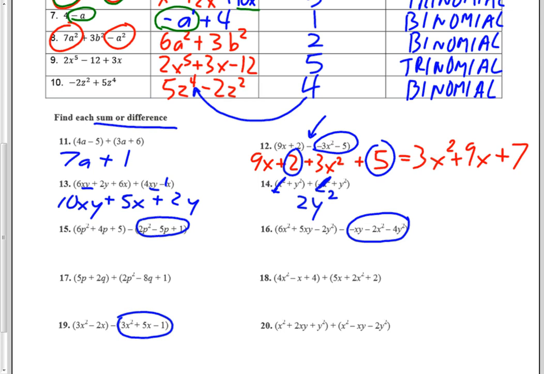Down here, I see 6p squared plus 4p plus 5. If there's subtraction, I want to see this second line. I want to see you change 2p squared to minus 2p squared. I want to see you change minus 5p to plus 5p. I want to see you change plus 1 to minus 1. Then I want you to show me the last step. Now combine everything.